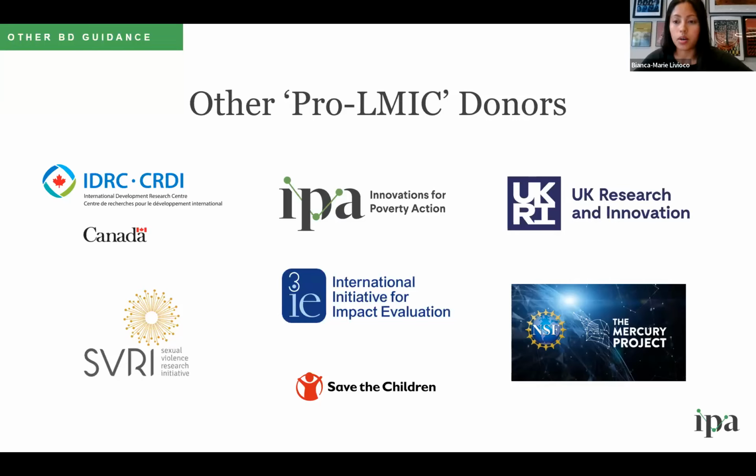While there are other examples that strongly encourage it within their RFPs, for example, our IPA intimate partner violence and PNR calls at IPA, as well as the Mercury Project. Just one other thing to note for these donors: the donors listed on this slide are just a few examples, and this is by no means an exhaustive list. Next slide, please.